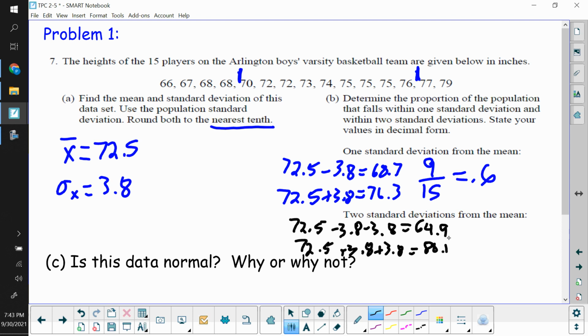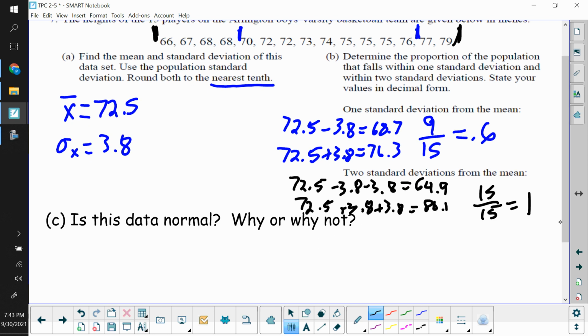So we want to go 64.9 to 80.1. Well, 80.1 is above all of them. 64.9 is below all of them. So all 15 fall within there. So that gives us 1.